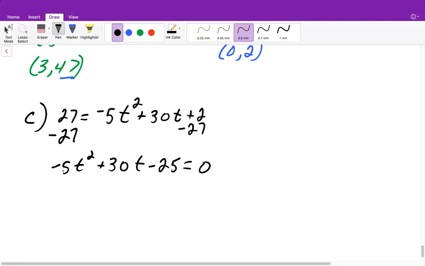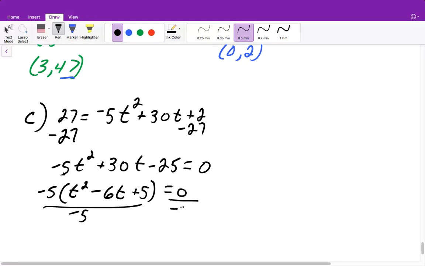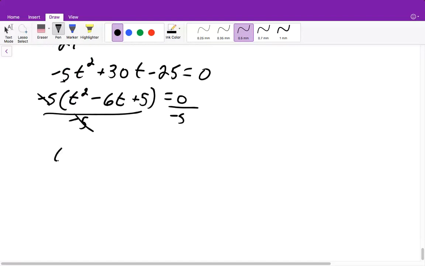I want this t squared to be positive, and I see that they're all multiples of 5. So that means I'm going to factor out this negative 5. So now I'm left with t squared minus 6t plus 5 is equal to 0. Now I'm going to get rid of this GCF. Since it's an equation, I can divide it on both sides. So then I get t squared minus 6t plus 5 is equal to 0.